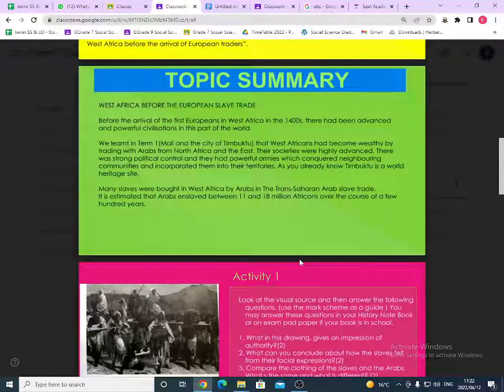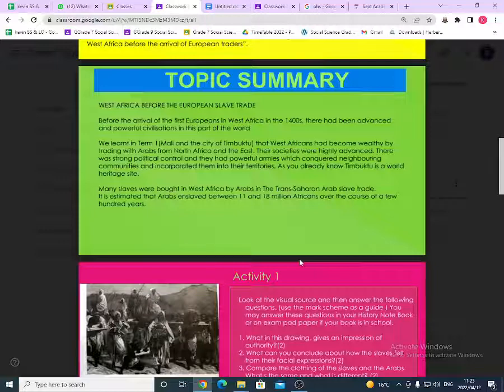So before the arrival of the first Europeans in West Africa in the 1400s, there had been advanced and powerful civilizations in this part of the world. We learned in term 1 that Mali and the city of Timbuktu in West Africa had become very wealthy by trading with Arabs from North Africa and the East.